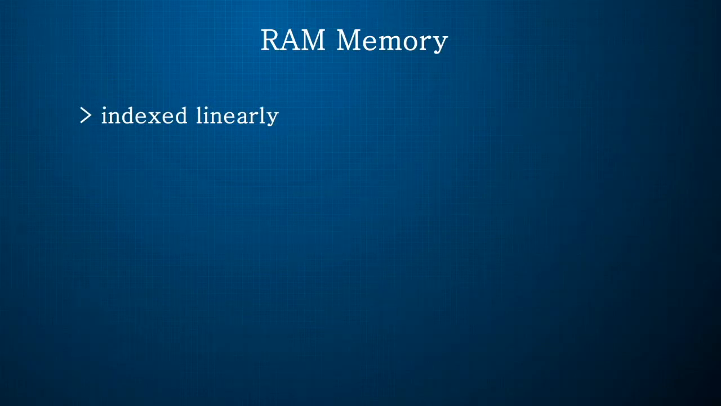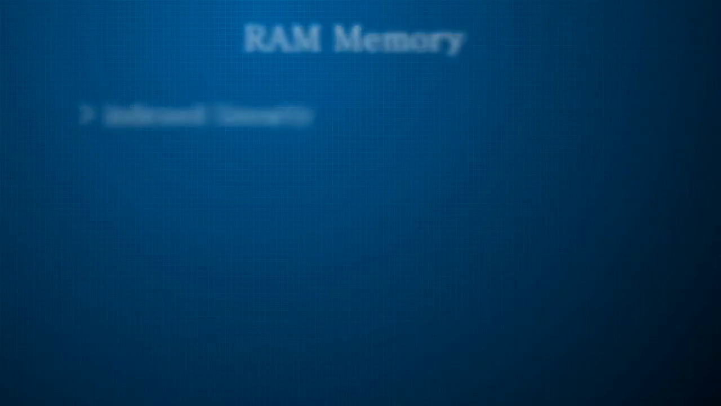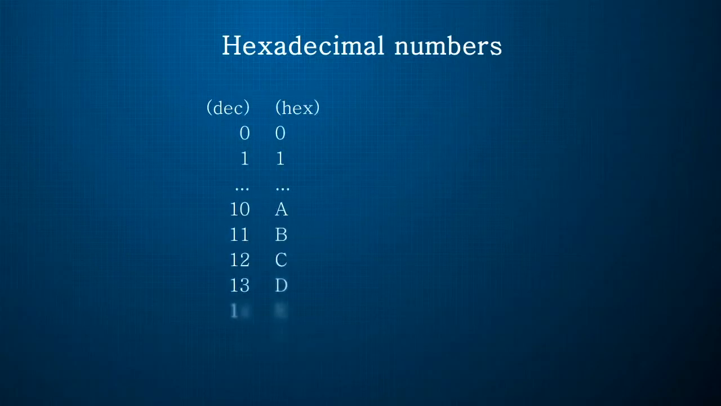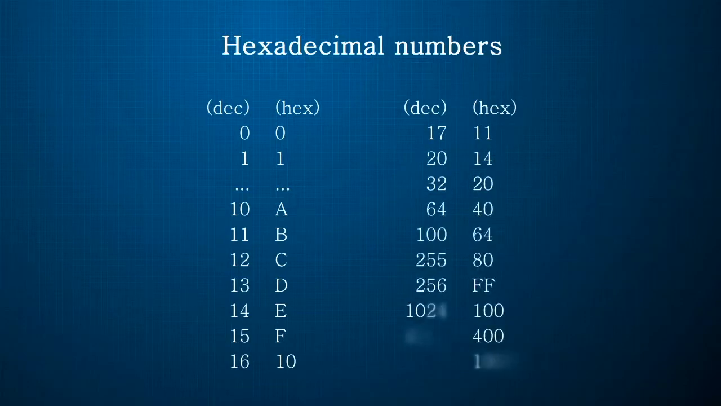An important thing to know is that memory is indexed linearly, starting from 0. So this means that you can reference memory using a number from 0 to 4 GB, for example. Also in programming, memory is referenced using hexadecimal values. You probably know what hexadecimal numbers are. If you don't, here is a diagram that may help you remember.